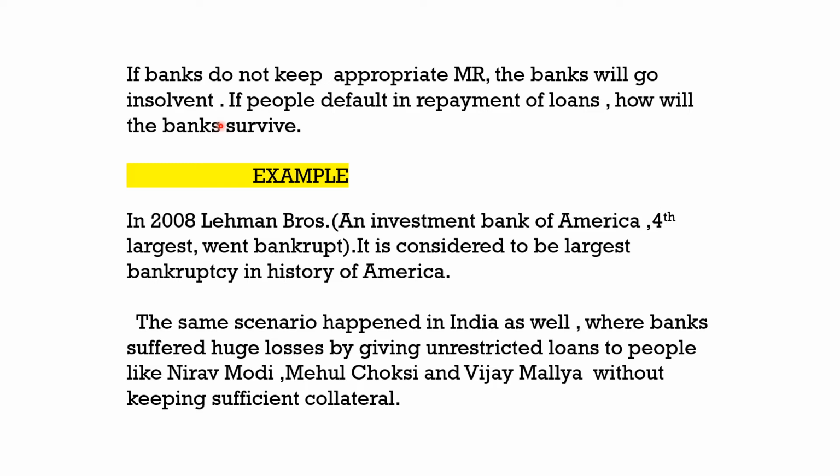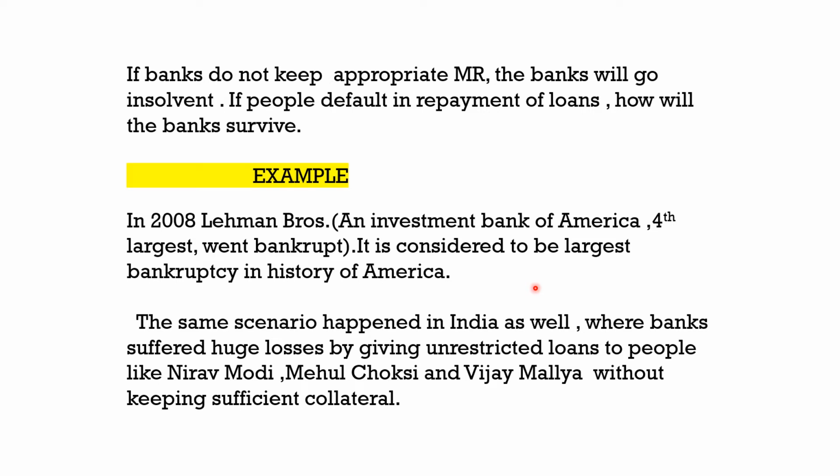Everybody will take away the funds and run away. People are very smart. So the banks have to be more smarter. They will go to insolvency if there is not an appropriate margin requirement kept for any loan. If people default in the repayment of loans, the survival of banks will come to a doomsday. So see, in 2008, the Lehman Brothers case, which was an investment bank of America, it went bankrupt. It was a very big, fourth largest bank. Now it is the biggest bankruptcy. So why? Why did it happen?